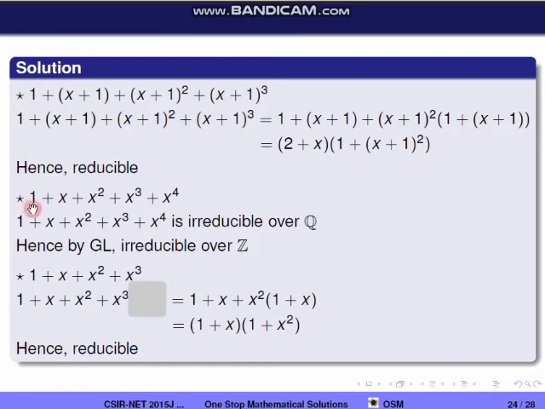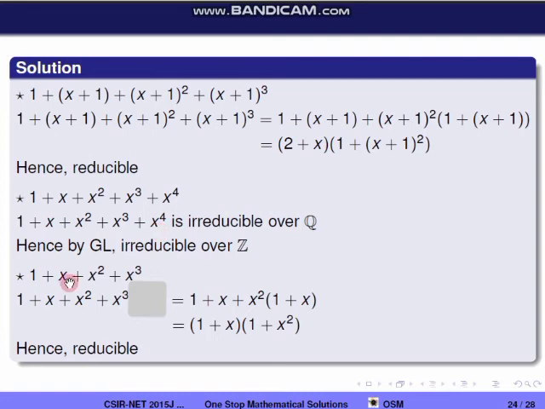Third option, 1 plus x square plus x cube plus x power 4. This is of the form of the second concept. So this is irreducible over Q. Hence by Gauss lemma, this is irreducible over Z, since this is a primitive polynomial.